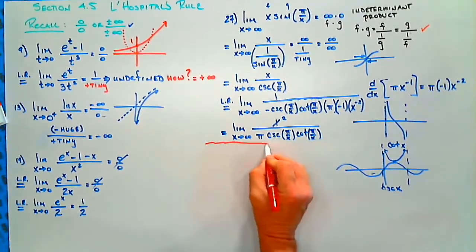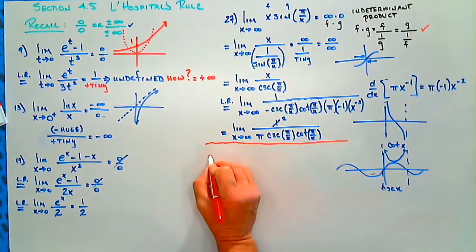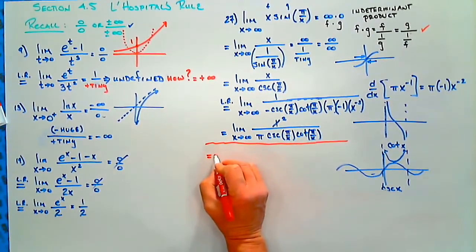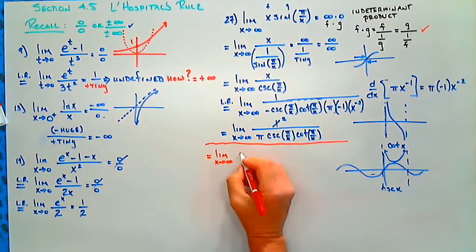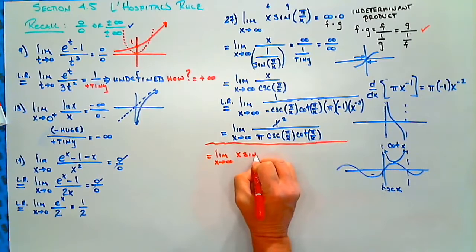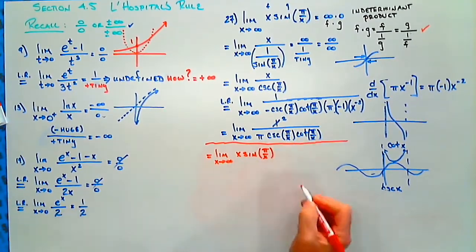Well, what we do is we stop. Right? That's what we do. We stop, and we go back. And we rewrite the original problem, right? The original problem was the limit as x approaches infinity, and we have x sine pi over x.